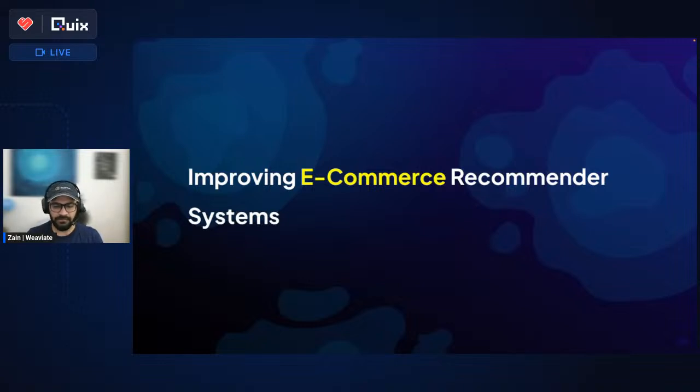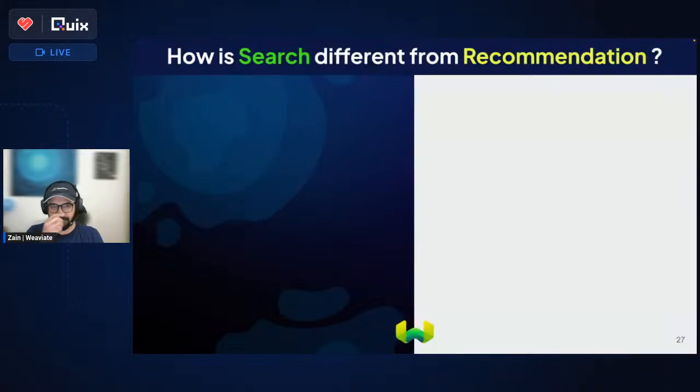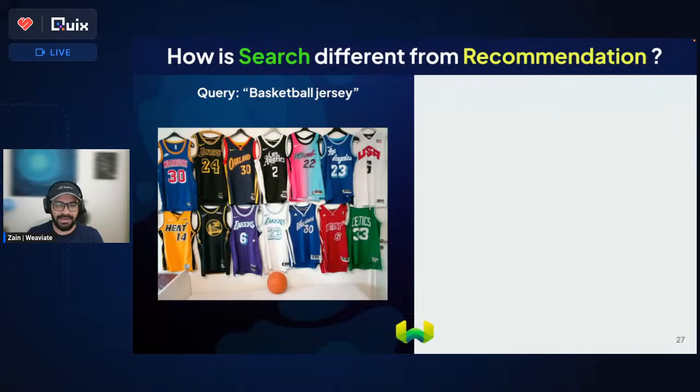What are even recommender systems? Right? So we've been talking about search. I want to start off by differentiating search from recommendation. If you had a user who typed into a search bar basketball jersey, any form of basketball jersey would be a valid return object, right? You could show them this image, you can show them any one of these images, and it would be fine.